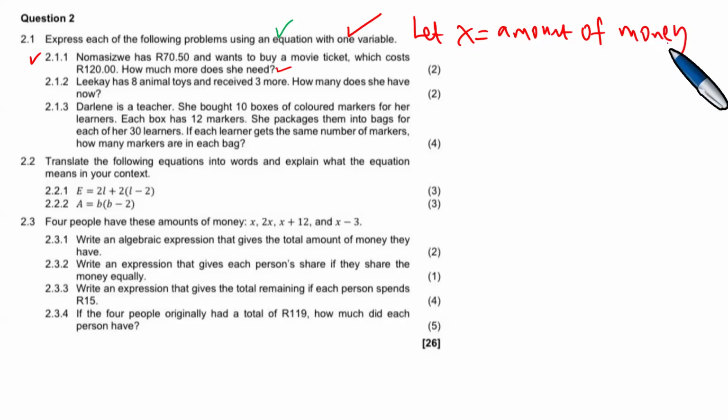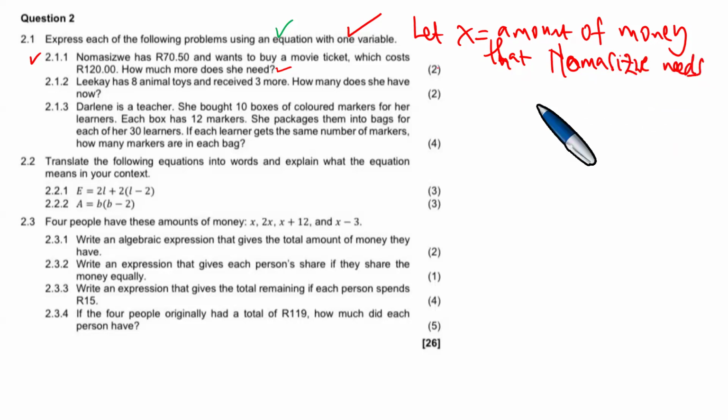Okay, I know that you are way ahead, Betty. All right, sorry, that's fine. X is the amount of money. Let X be the amount of money that she needs, that Noma Sizwe needs. Okay, let X be the amount of money that Noma Sizwe needs.